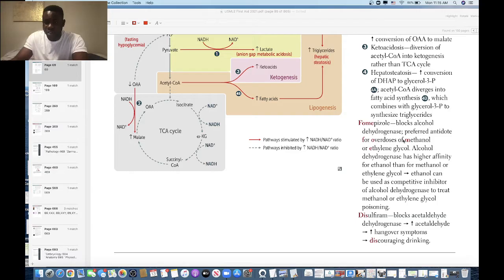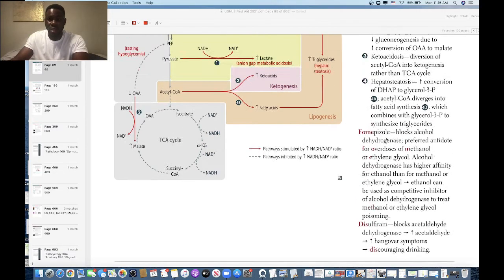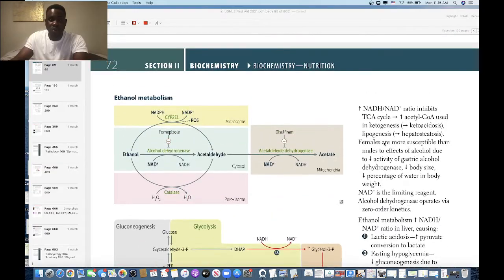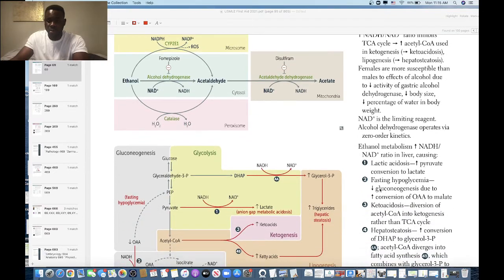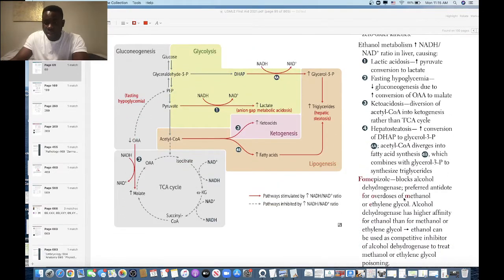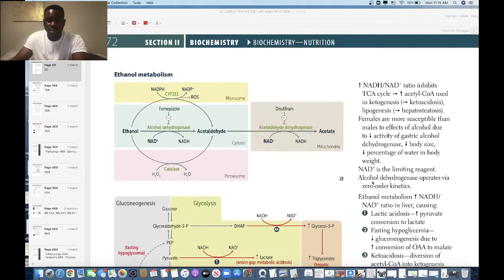Here, if somebody drinks methanol or ethylene glycol, they are toxic. When they are broken down, for example, methanol will be broken down into formic acid. That formic acid is very toxic. We don't want it to form. We'll see it later. If it forms, the cell will be damaged. So we want to rather inhibit the alcohol dehydrogenase.